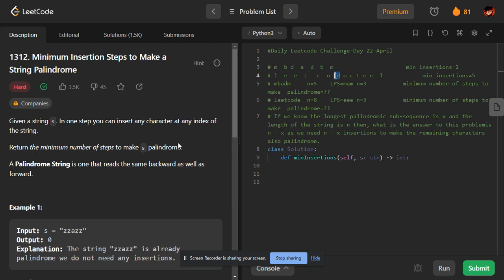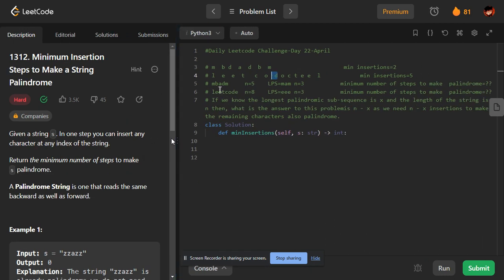Now let us find a solution for this. As I told, I will be showing how you can code this within 5 seconds if you have solved the earlier LeetCode challenge. Let us understand what is happening here. So this is my first example, MBADM. The length is 5. You can just count it for yourself.